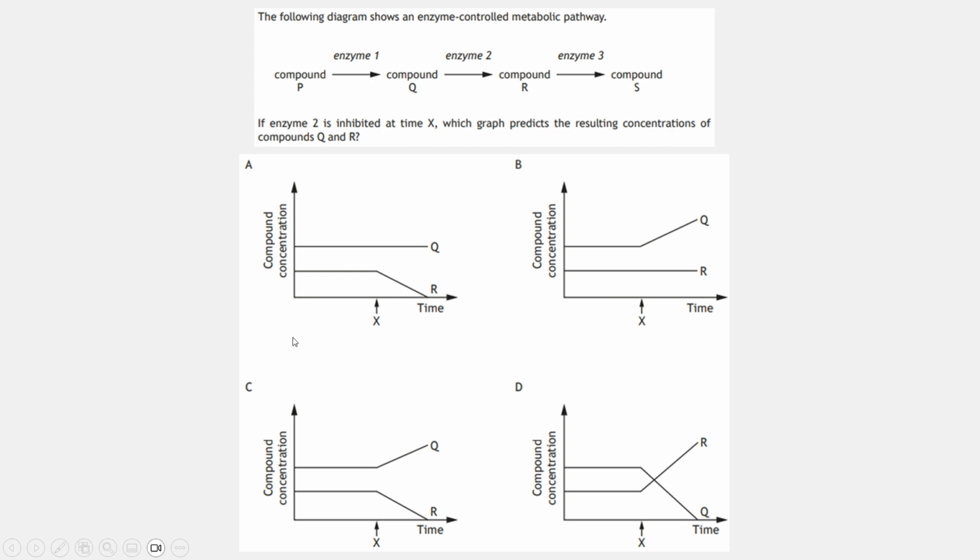Now that we've narrowed it down to 50-50, next one to look at is Q. Okay? So if Q is not being converted into R, but we've still got enzyme number 1, what we would expect is therefore its concentration to start increasing. Okay, we're still doing this first reaction, but nothing is happening to Q, so eventually it's going to accumulate in the cell. So the answer has to be C.